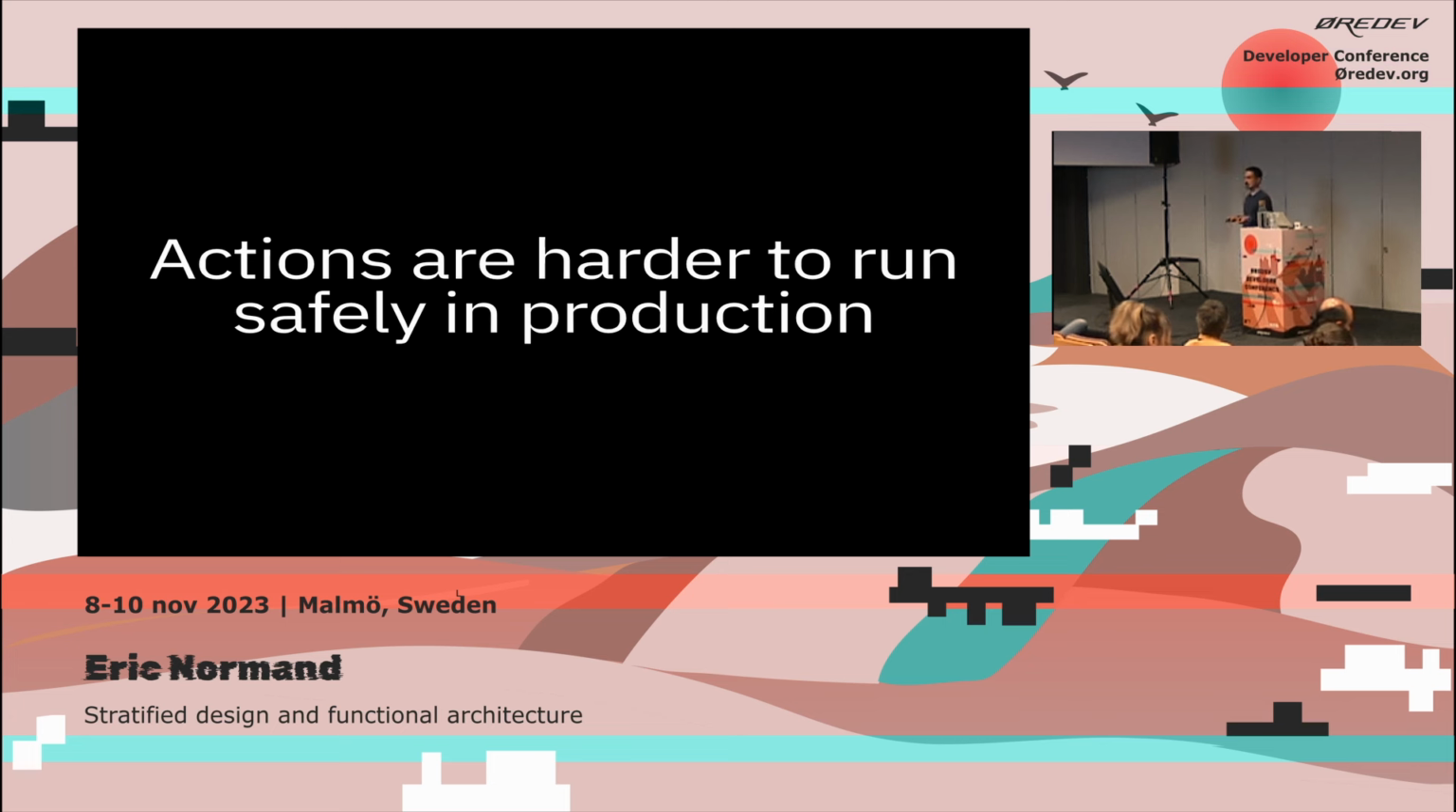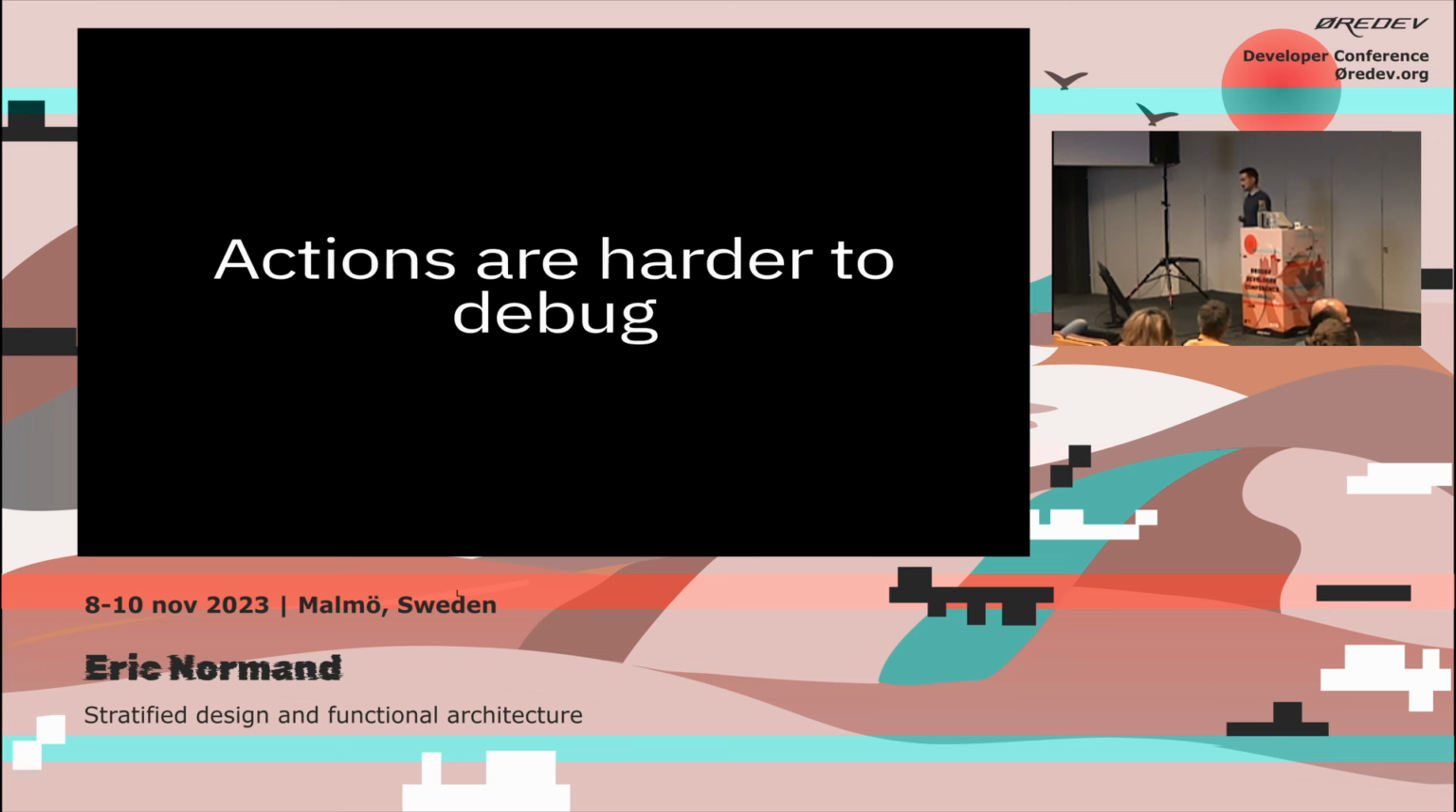They're also harder to run safely in production. You can have stuff like race conditions. You can have stuff like if you send an email, you tell the server to send the email, but it times out. Did it send the email or not? You have these troubles you have to deal with in production. There's solutions to them, but they're just harder to run. And then they're harder to debug. So something like a race condition, also difficult to debug.